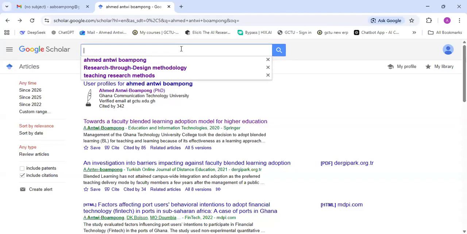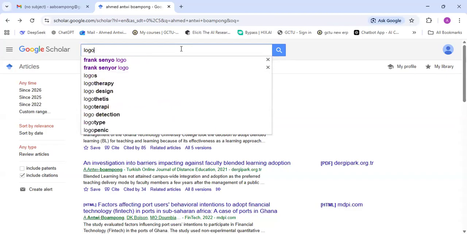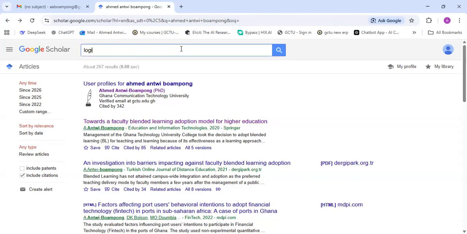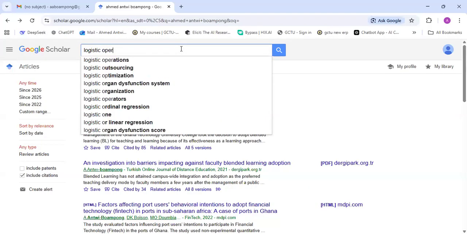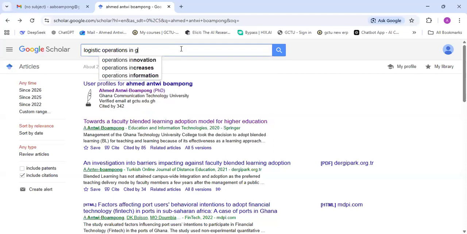You want to do research on what? Can somebody give me an idea of a research they want to do so that we can quickly go through this? A quick one. What do you want to research on? Logistics operations in Ghana. All right. Logistics operations in Ghana.